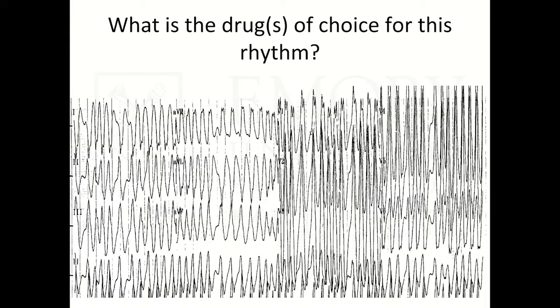So you guys had this question on your boards or your in-service yesterday. What is the drug of choice for this rhythm? Procainamide or ibutilide is reasonable. This is pre-excited AFib. So this is atrial fibrillation conducting rapidly down a pathway. And this is what predisposes somebody to sudden death.